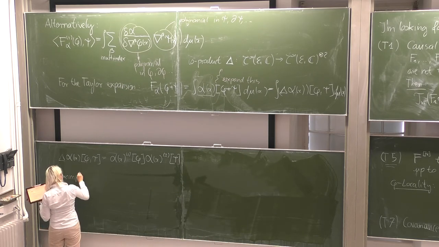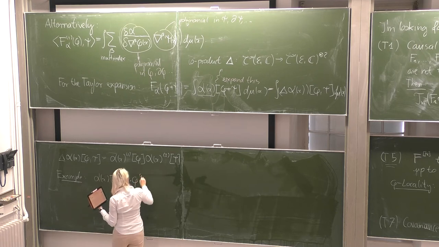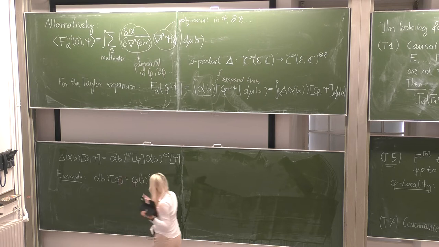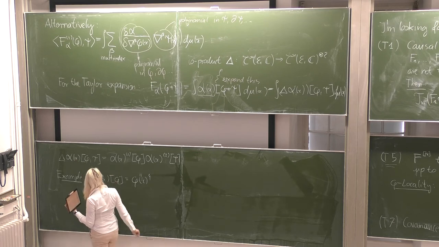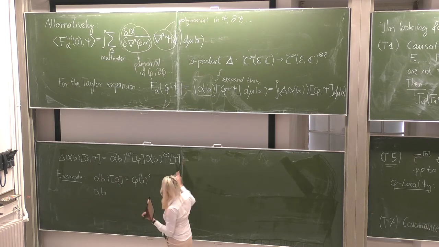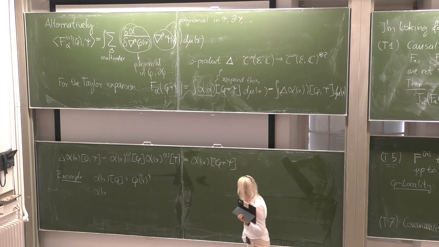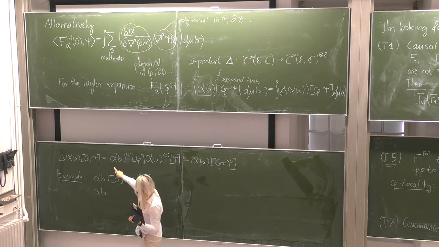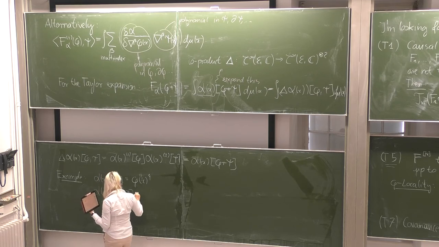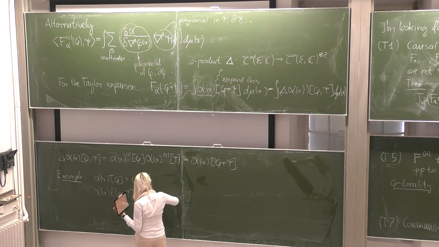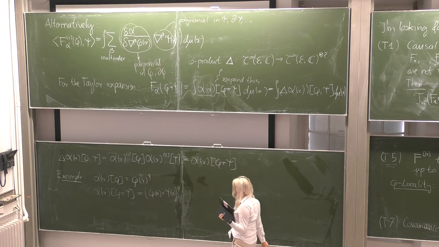Then an example: let's take alpha of x of phi as phi to the fourth power, that's complicated enough. So I have now this thing to compute. This should be, by definition, alpha of x of phi plus psi. So I will compute this explicitly, and then you will see that we really have this kind of structure. Alpha x of phi plus psi: well, this is easy, right? I have to take phi of x plus psi of x and take the fourth power. So I use the binomial theorem.